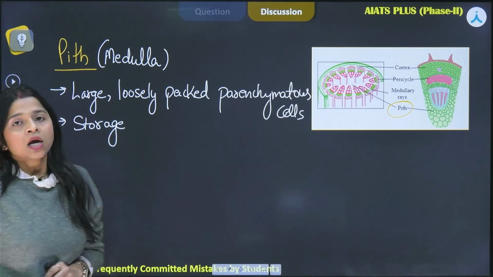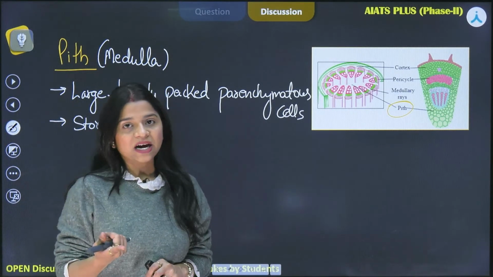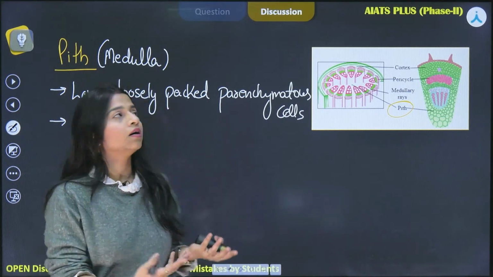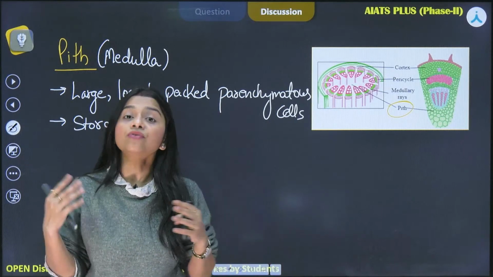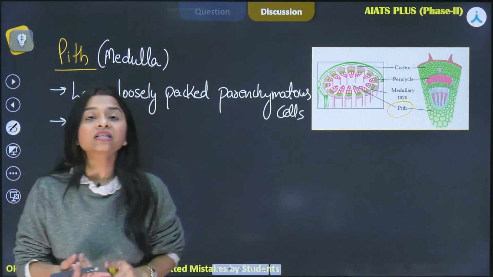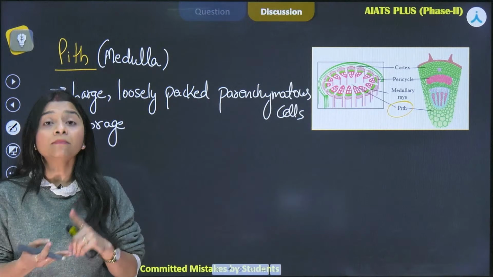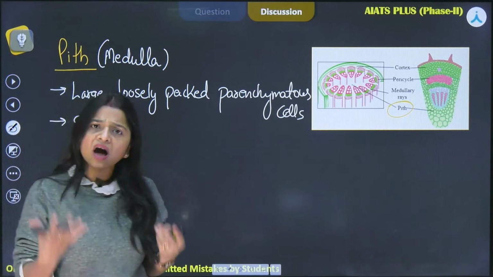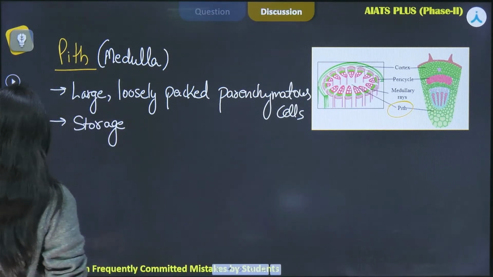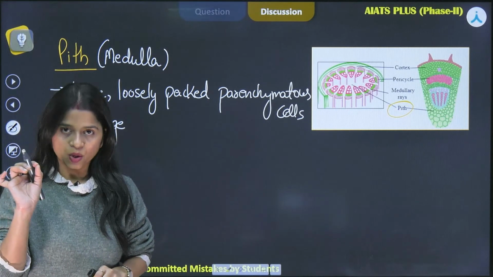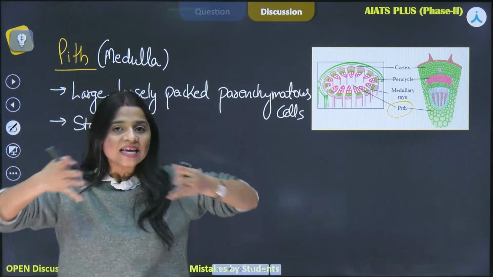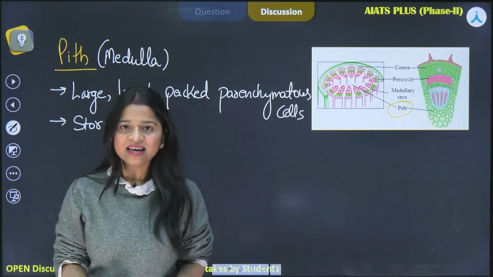Now we have the last part, that is medullary rays. In this case, we are discussing the whole structure of ground tissue. So ground tissue is comprising of cortex, pericycle, pith, as well as medullary rays. What are medullary rays? I just told you that the pith is also called as medulla. So the rays arising from medulla are called as medullary rays.